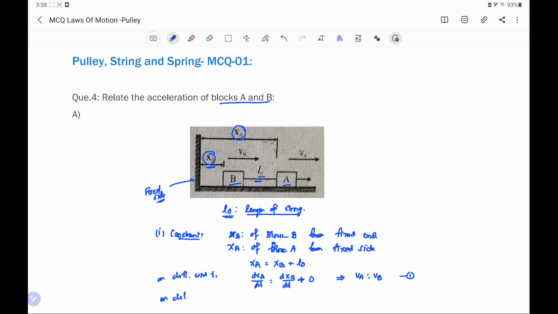Further differentiating with respect to time, we will have dvA by dt equal to dvB by dt, and because the rate of change of velocity is acceleration, we can write acceleration of A equal to acceleration of B. This is our second equation. So the answer is that the accelerations of A and B will be the same, because the distance between them is fixed, which is equal to the length of the string.